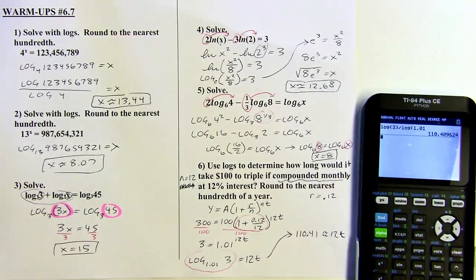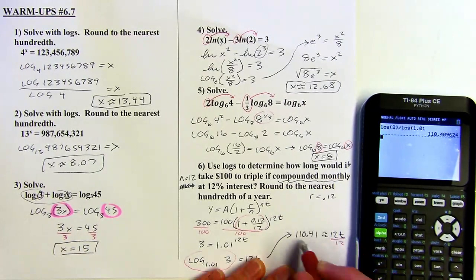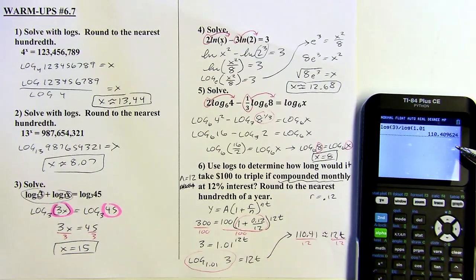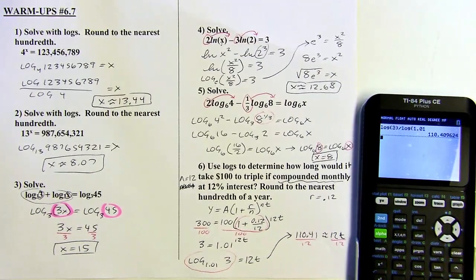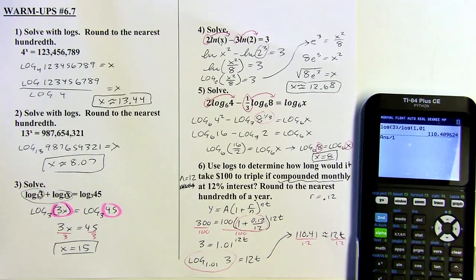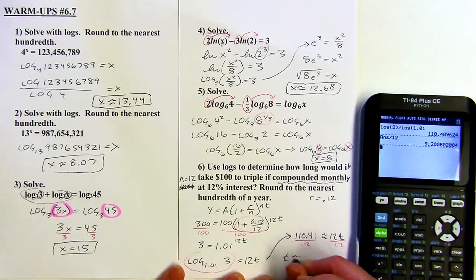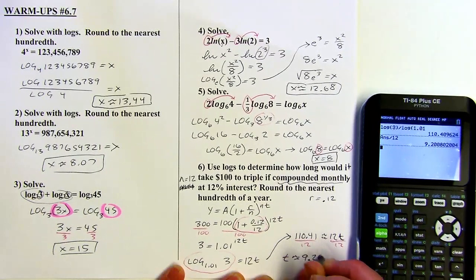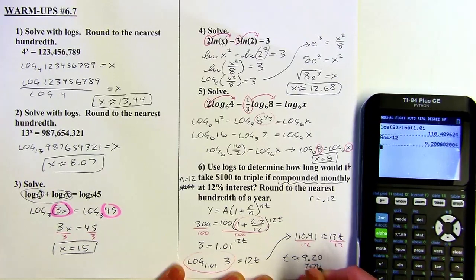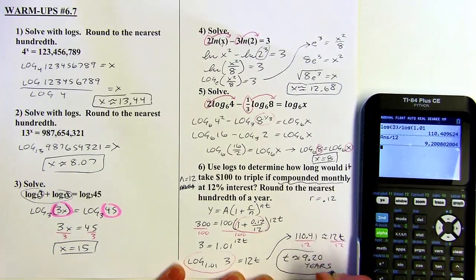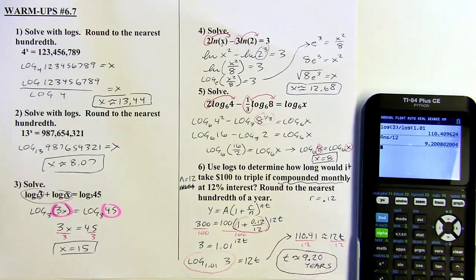And then the last step would be divide by 12. I'm going to still use that longer decimal I have in my calculator so I can divide that by 12 so I can get a more accurate answer. So this is going to be nearest hundredth of a year. It looks like it's going to be about 9.20. Remember to put in the units there. It's going to take that many years. All right, that's the end of the warm-up, and I'll see you next time.